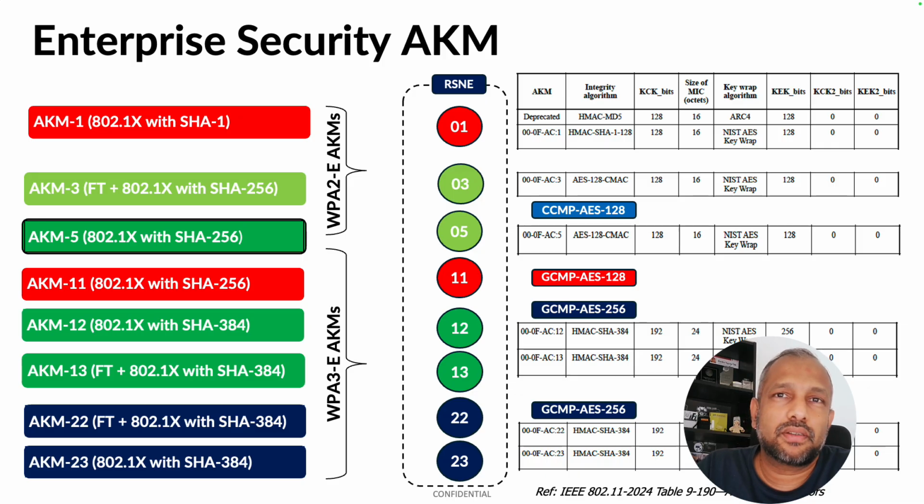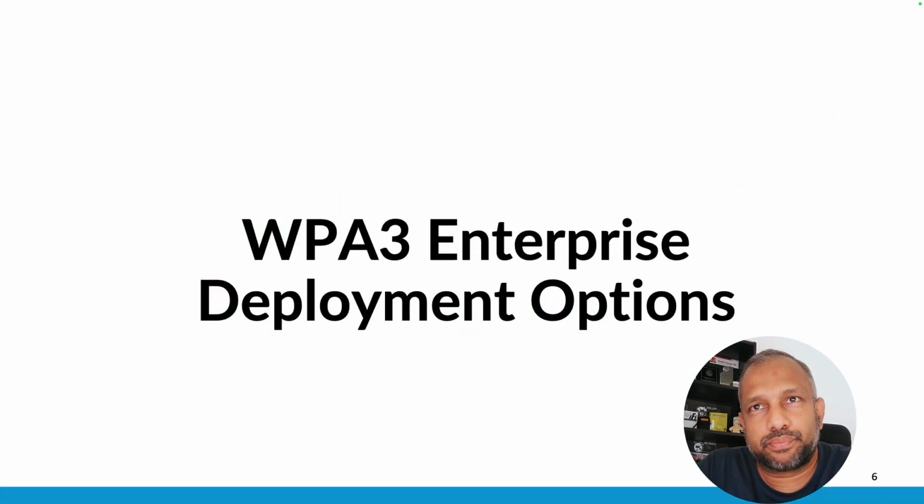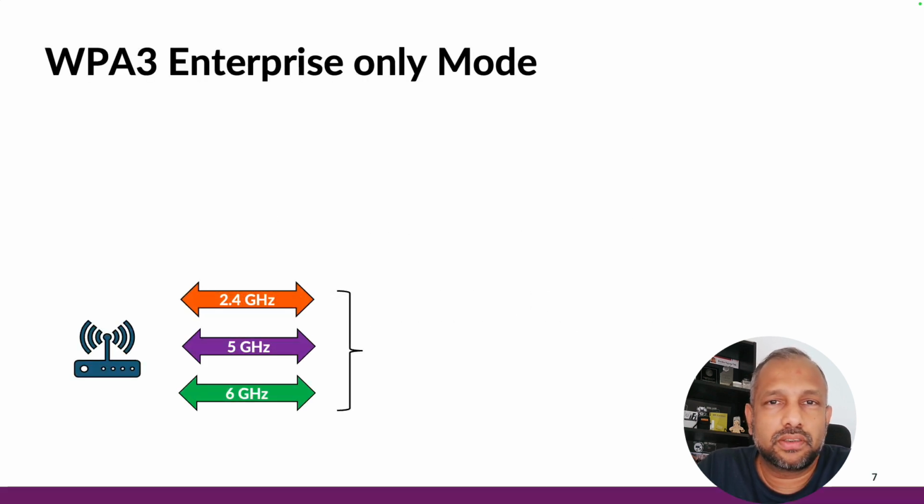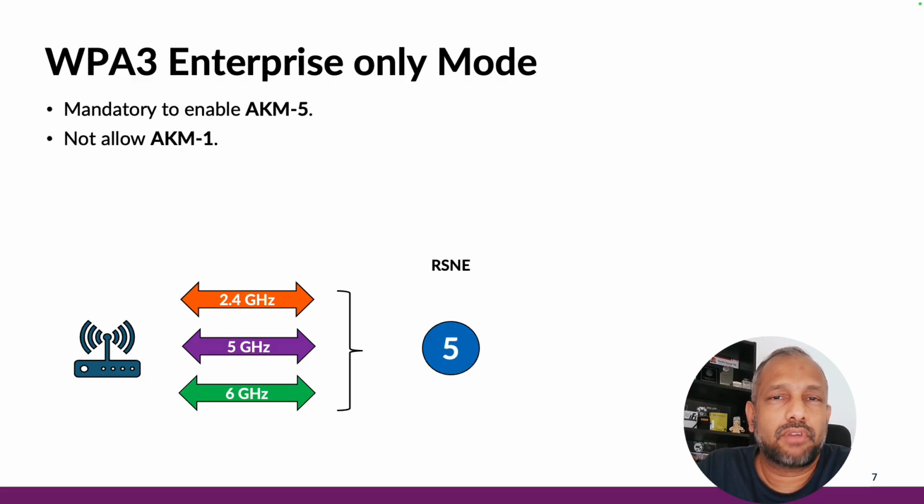But now let's look at the implementation point of view, what are the different options available and what's happening with those deployment modes. So if you're implementing WPA3 Enterprise, you have a couple of choices. One choice is just WPA3 Enterprise only. That means you have to advertise AKM value 5. Okay, so you're not advertising AKM value 1, the legacy AKM, only AKM value 5, which typically supports 128-bit encryption.